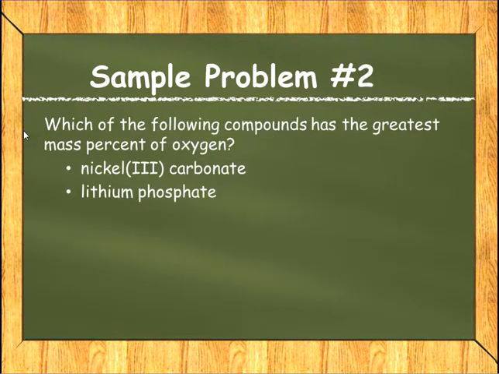All right, so which of the following compounds has the greatest mass percent of oxygen? So, first things first, what do you need to do? If I want to find the total mass, what do I need to do before that? I need to do what? How can I find the mass of each element if this is not written out? So I need to find the what? Formulas, right? So go ahead and write the formulas.